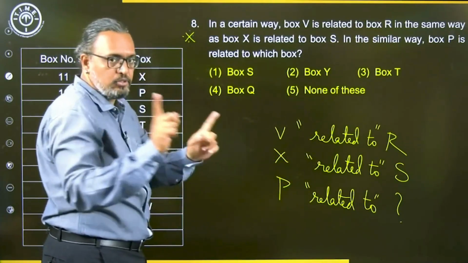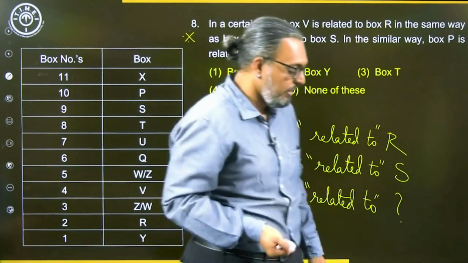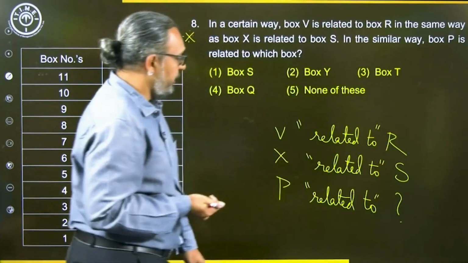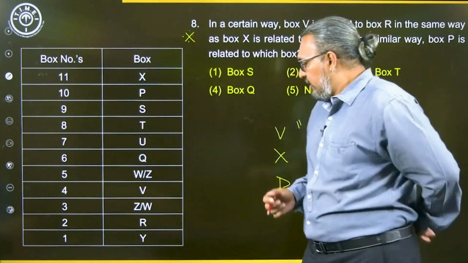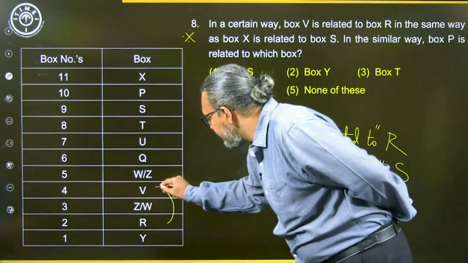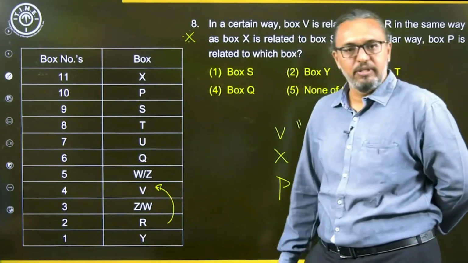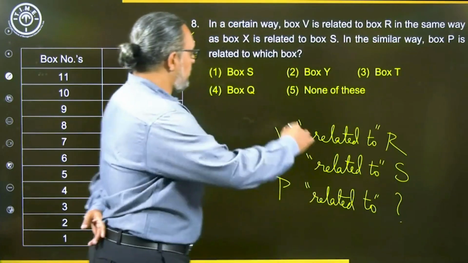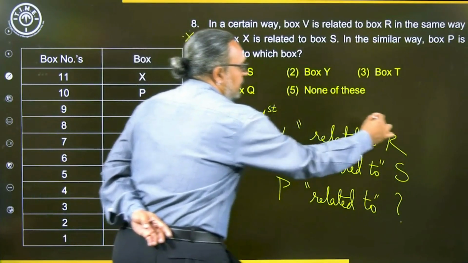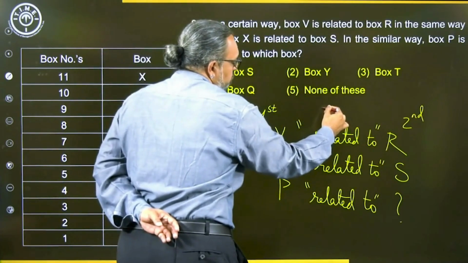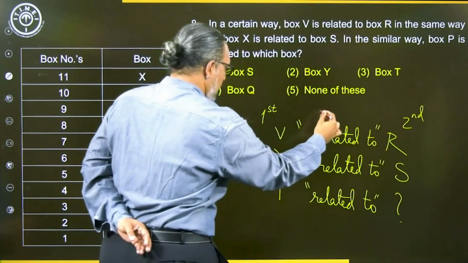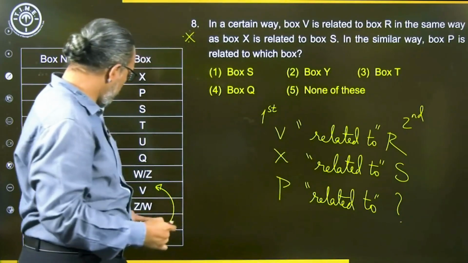Now in the question, let us see the answer to this first, then I'll ask you a different variation of this. So it says V related to R. Okay, let's see. V related to R. Can I say V is above R and there is one box between? Right? So this is the first box and let's say this is the second box. So first box is, let's say, you have 1, 2.